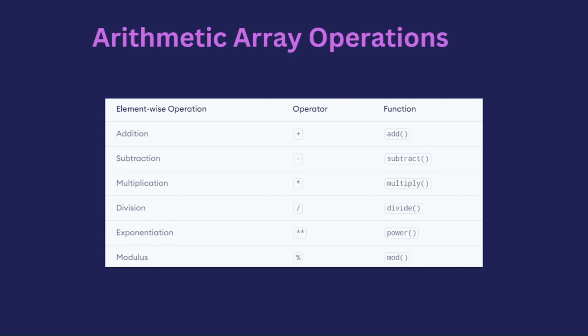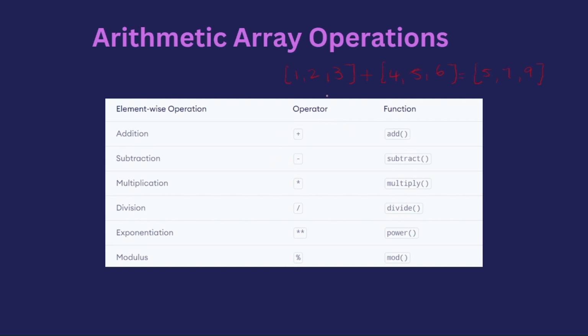First one is addition. It adds elements of two arrays. For example, I have an array as 1, 2, 3 and another array as 4, 5, 6. I want to perform addition on this. As a result, I'll get 5, 7, 9. Simply, this is the addition of two arrays. We can use this operator or the function. We'll see the examples on the Jupyter notebook.